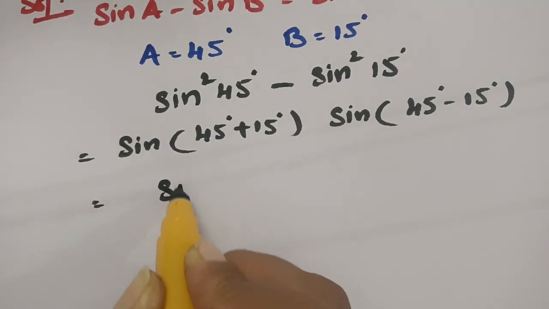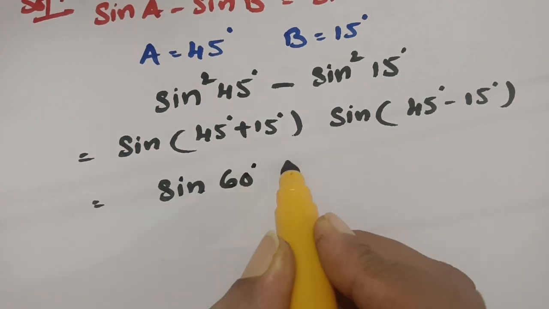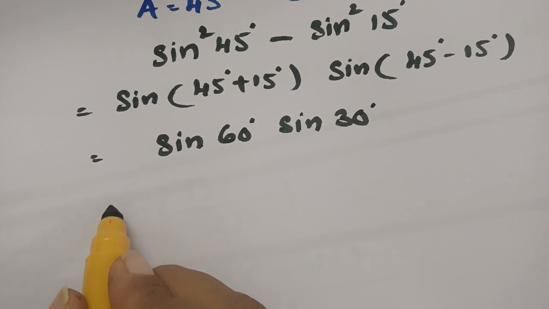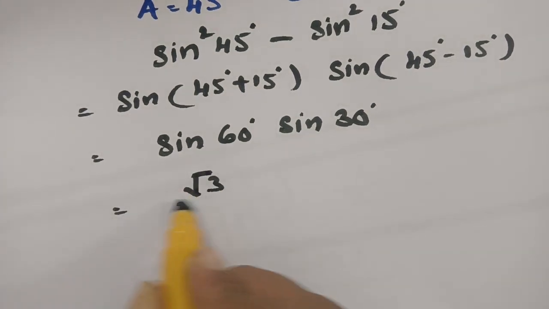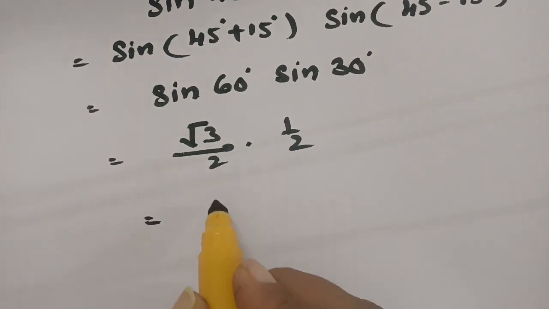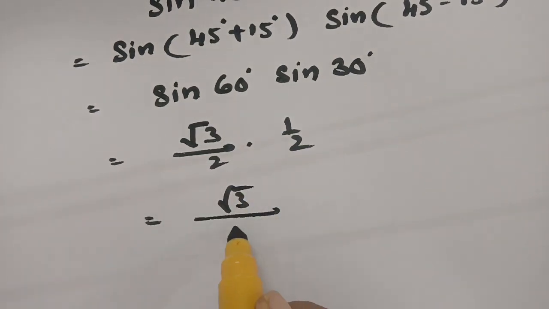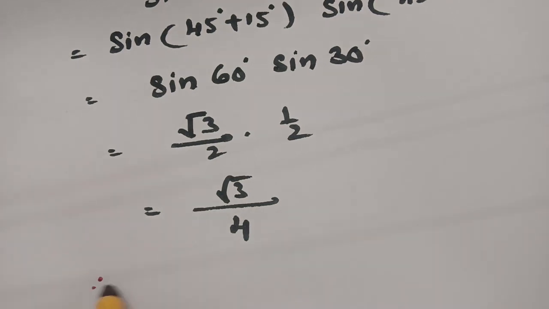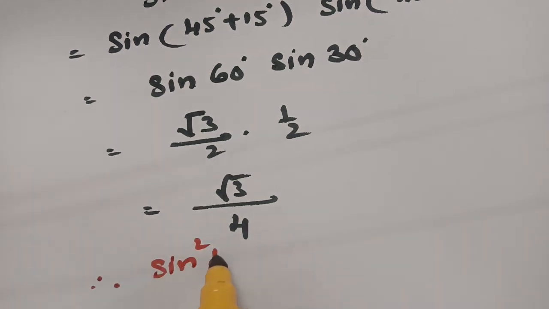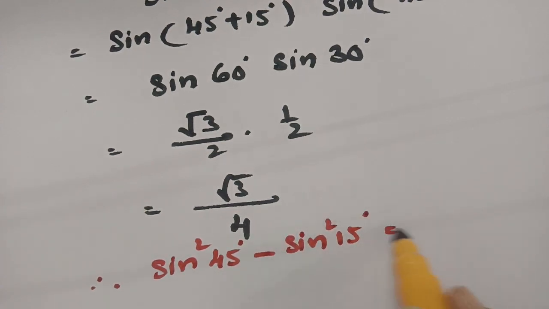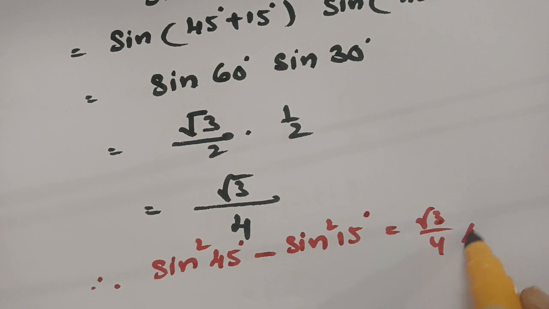So the value here is sine 60 degrees, and the value here is sine 30 degrees. What is sine 60 degrees? That is root 3 by 2. Sine 30 degrees is nothing but half. So if I multiply, this will be root 3 by 4. Clear? And therefore, we got the value of sine square 45 degrees minus sine square 15 degrees as root 3 by 4.